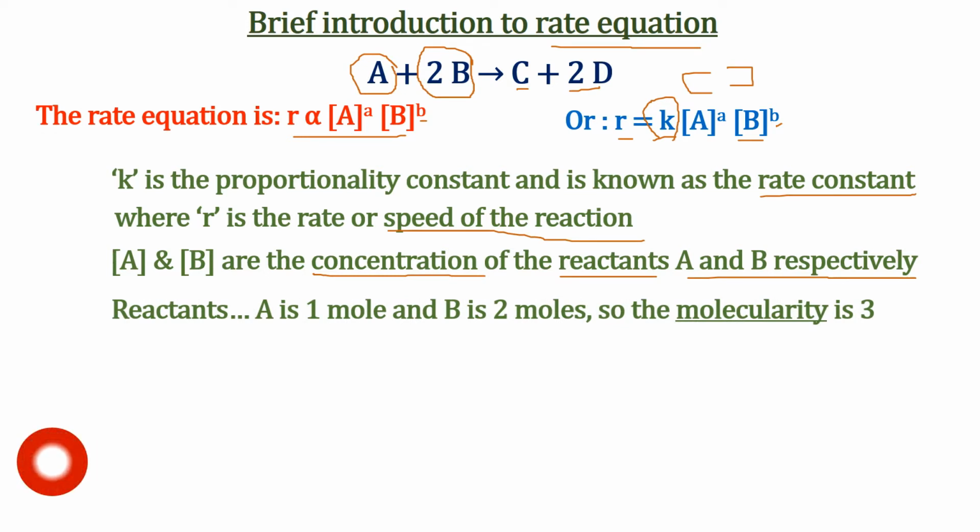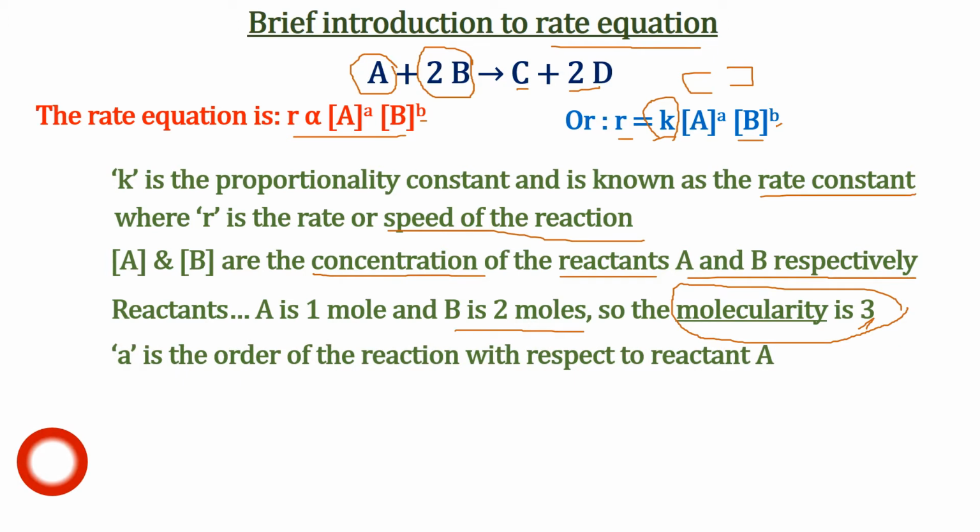Here the reactant A is 1 mole and B is 2 moles. So the molecularity of the overall reaction is 3. And most importantly, the small a, which is raised over the concentration of A in the rate equation, is the order of the reaction with respect to the reactant A alone.